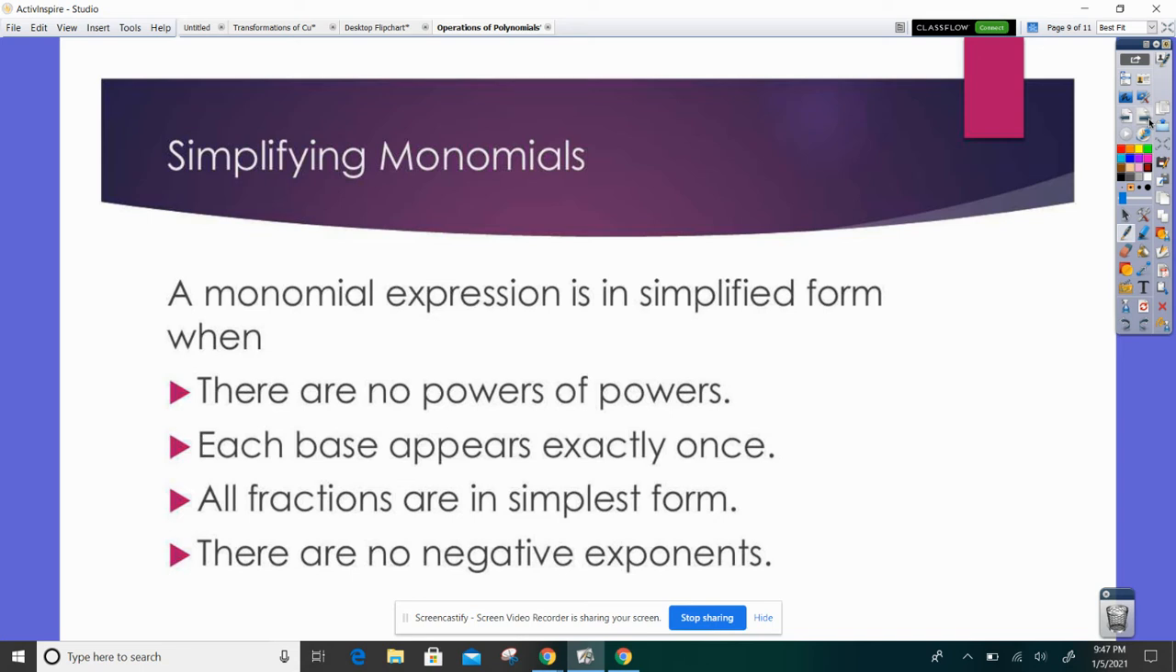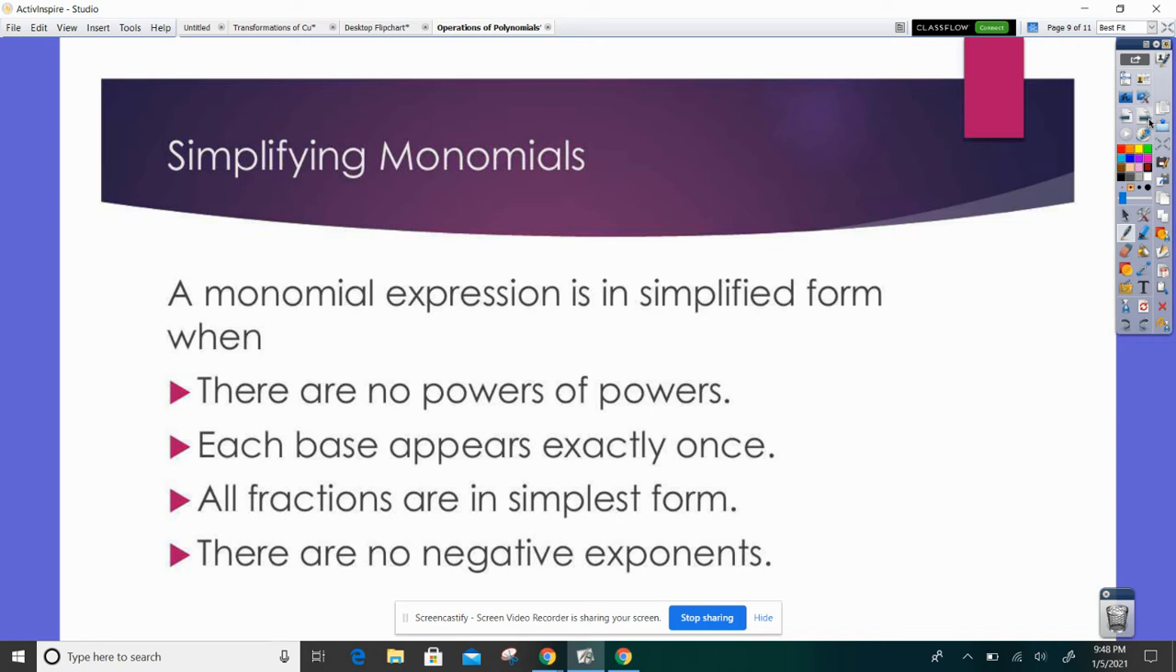Okay, so a monomial expression is in simplified form when there are no powers of powers, meaning you have no parentheses and exponents on the outside. Each base appears exactly once, so you don't have x's in the numerator and denominator. All fractions are in simplest form, so you don't have something like 2 over 4. You would simplify that to 1 over 2. And there are no negative exponents. Remember, you always want to get rid of those negative exponents by flipping your fraction.